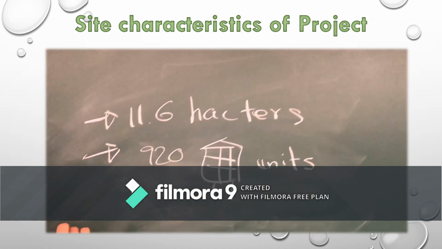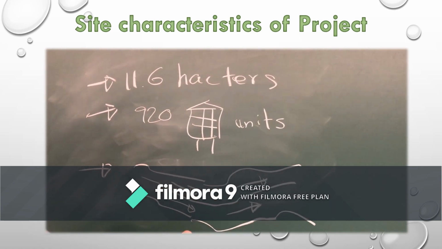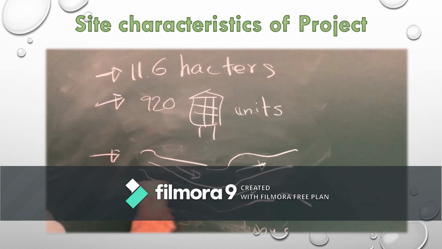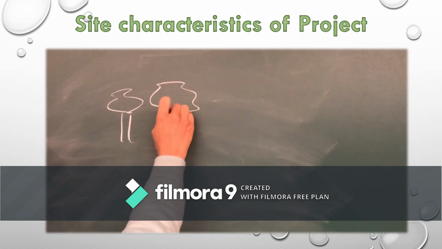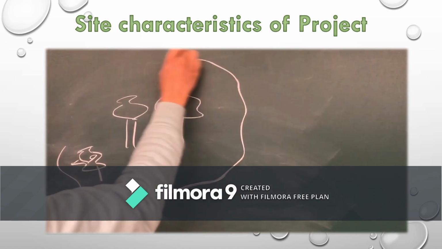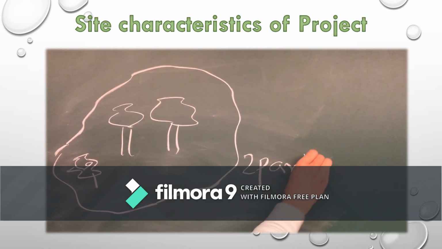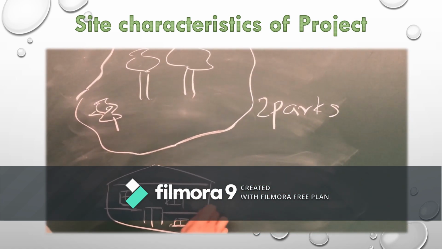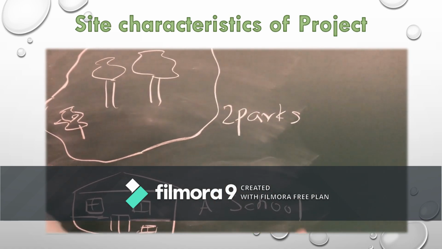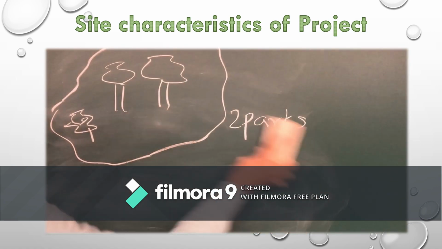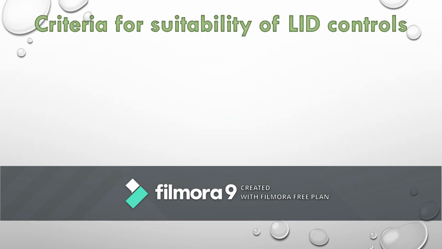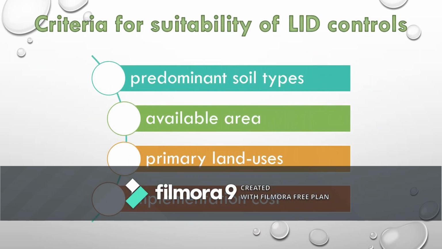The criteria for suitability of LID controls at the former CFB Rockcliffe site has been evaluated. It includes predominant soil types, primary land uses, available area, implementation cost, types of expected infrastructure to accompany site development, and general City of Ottawa policy considerations. Here is the criteria we've been talking about in the previous video before.